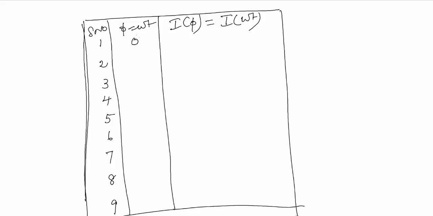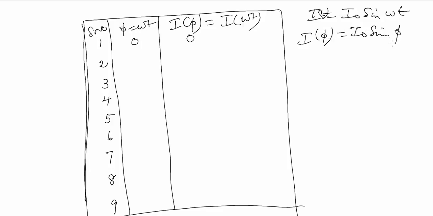First is 0, phi equal to 0, and this will be 0. The function is I equal to I naught sine of omega t, or that is I as a function of t. I as a function of phi equal to I naught sine of phi. Now here the second one will be pi by 4. This will be I naught by root 2. The third one will be, after pi by 4 it is pi by 2, plus I naught.